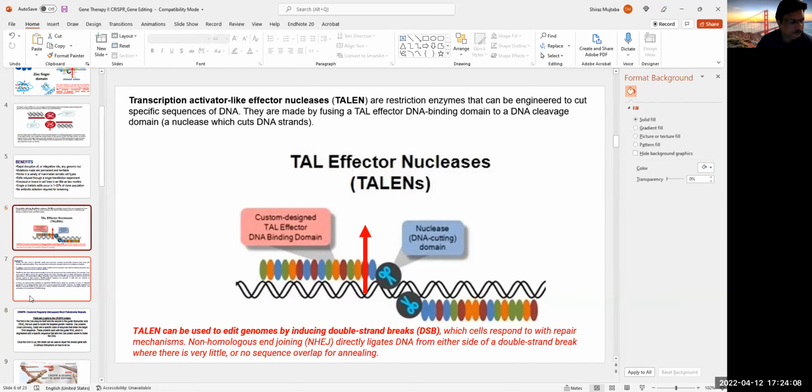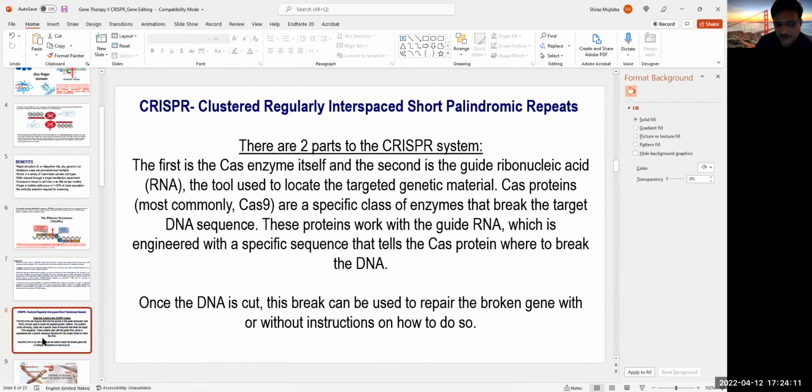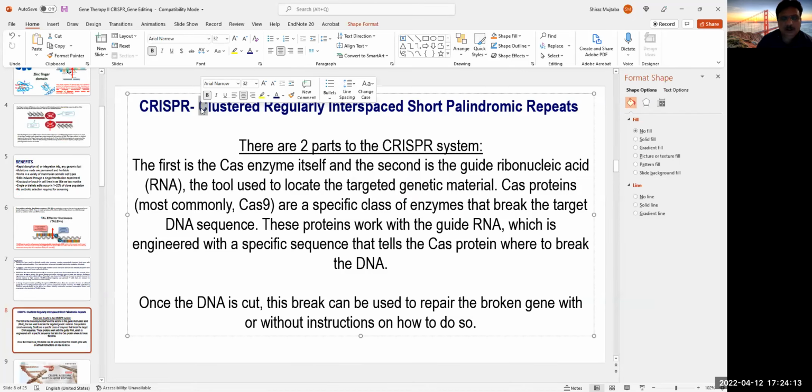So now I will try to go to CRISPR. CRISPR stands for clustered, regularly interspaced, short palindromic repeats. It's a big name, right? When I used to read this name, I used to get sort of scared that it is such a big name. So where does this name come from?